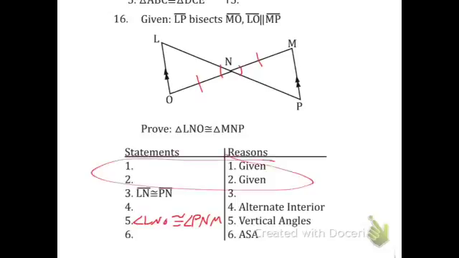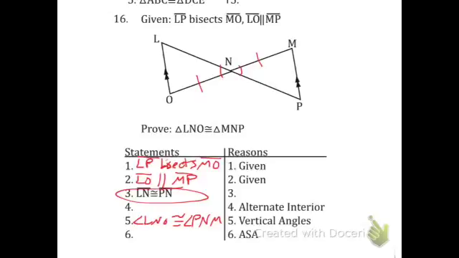So we're going to list out our two givens that we have here. Here we'll put LP bisects MO, and our other one is LO is parallel to MP, and then we need to know that LN is congruent to PN.